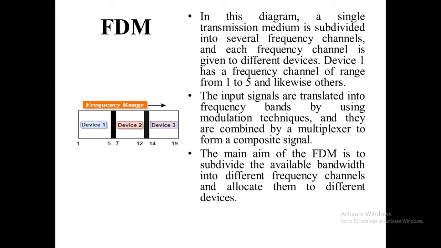So what is the main aim of FDM? The main aim of FDM is to subdivide the single bandwidth into different frequency channels and allocate them to the different devices so that simultaneous transmission can occur.